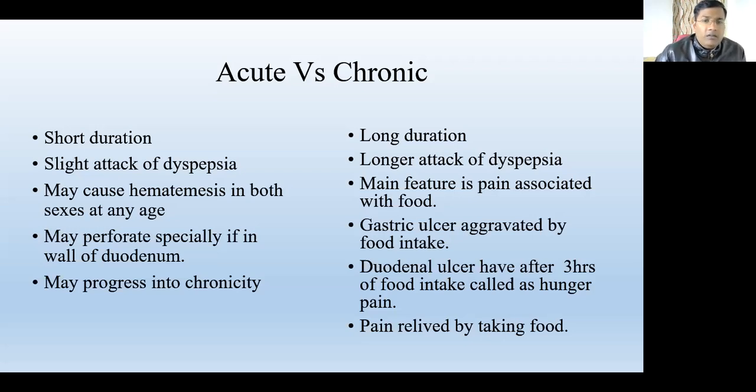A patient with an acute ulcer may have hematemesis in both sexes at any age, may perforate, especially in the wall of the duodenum, and may progress into chronicity. In chronic patients, the gastric ulcer is aggravated by food intake. Duodenal ulcer pain is present 3.5 hours after food intake, that's why it's called hunger pain, and the patient gets relief by taking food. In chronic gastric ulcers, pain is aggravated by food.